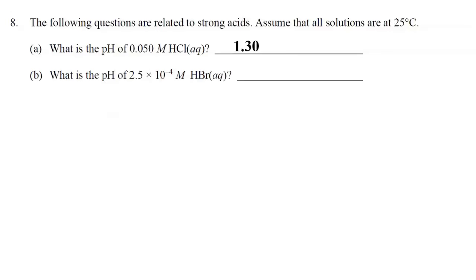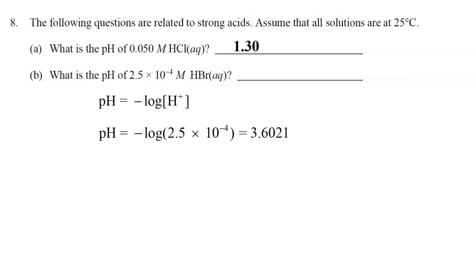In part B, it's a similar situation. We have a different chemical, but it's also one of the 6 strong acids. This is HBr, and the concentration of the acid that we are given is the same as the concentration of the hydronium ion, or H+. So if I just take the negative log of this concentration, I will get the pH. The negative log of 2.5 times 10 to the negative 4, when rounded off to 2 decimal places, because 2.5 has 2 sig figs, I get 3.60 for my pH.